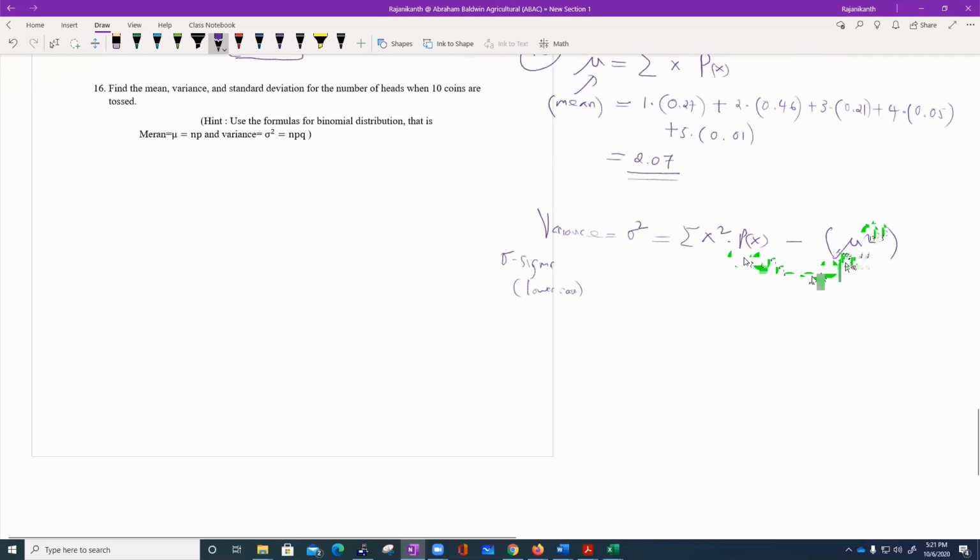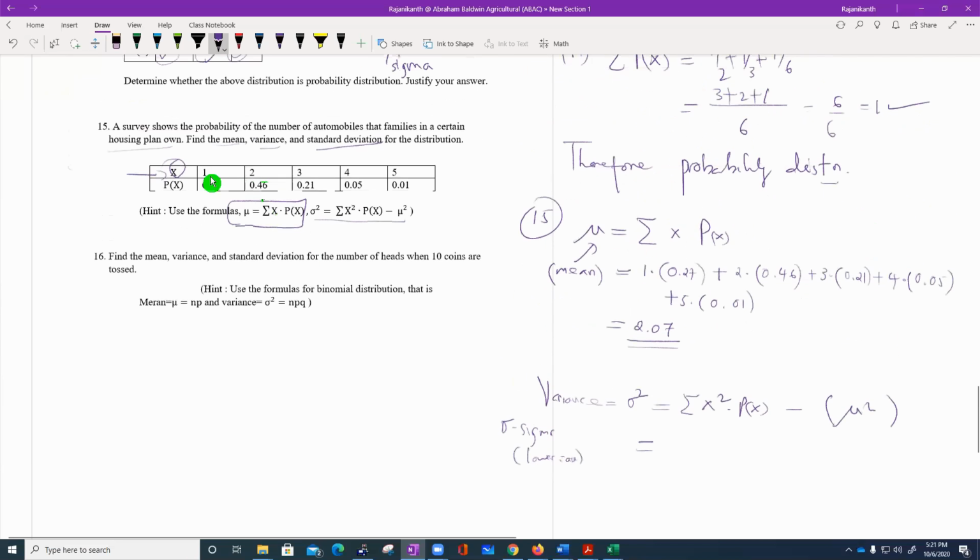Mu means mean, right? Okay, if you do that, now you are taking the value but squaring that value, right? The first value is 1. So it is 1 squared times its probability, 0.27. Here you need to be very careful. You are squaring only the value, not the probability.